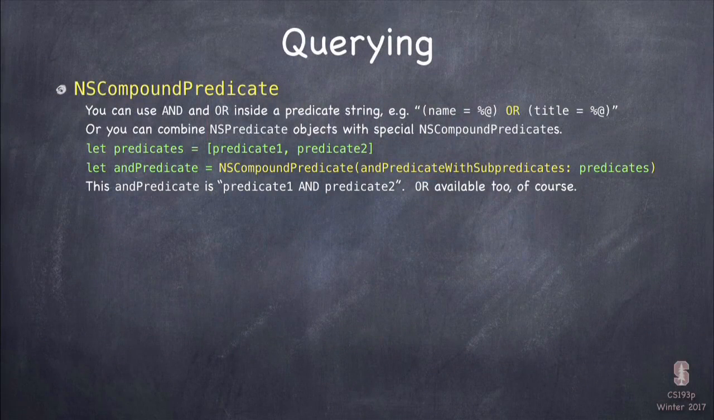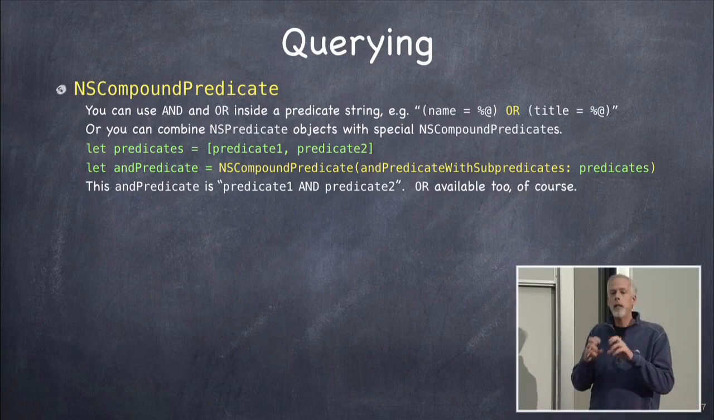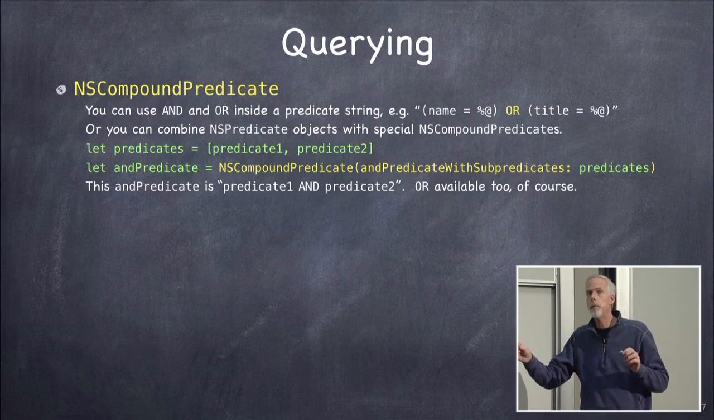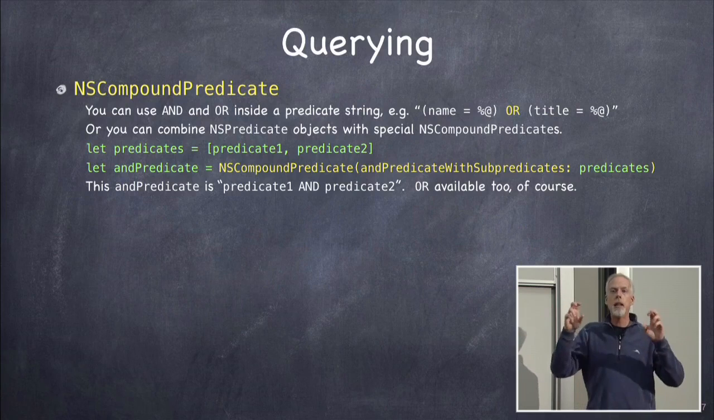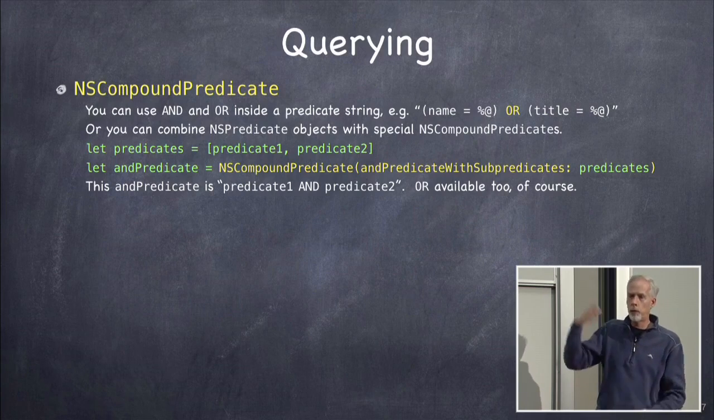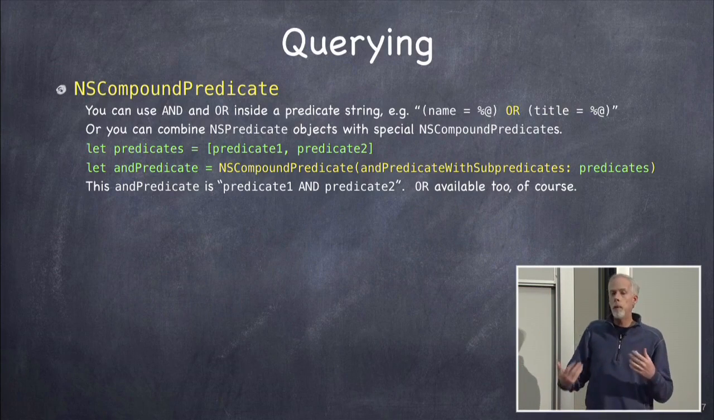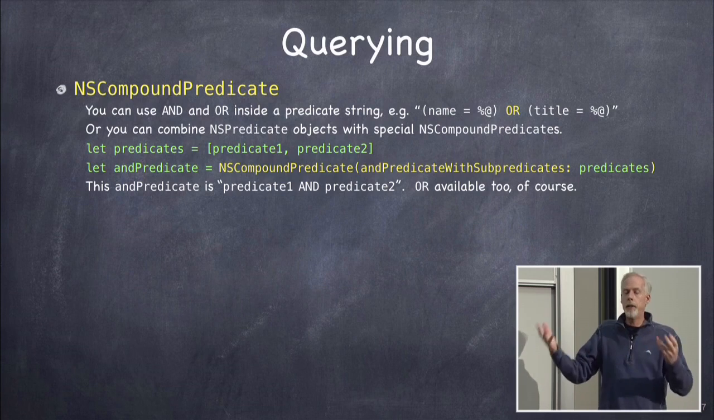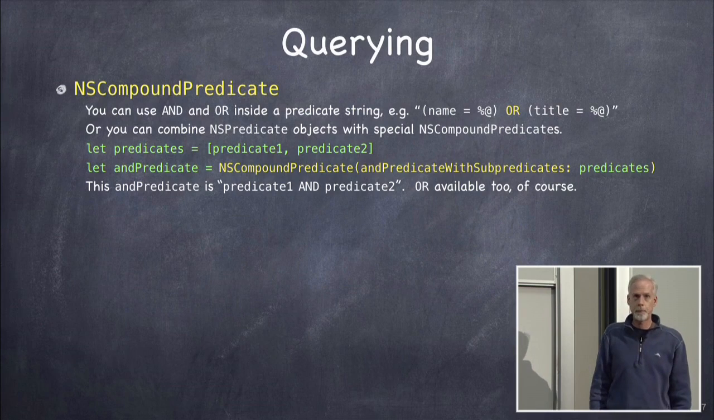Yeah, compound predicate. You can build a compound predicate by like an and predicate or an or predicate. You could put or and in the string, or you could create separate predicates and them together by creating an NSCompoundPredicate andPredicate with subpredicates. You just give it an array of predicates and it ands them together. Why would you ever want to do this versus just putting and or in there? Well, maybe you're computing what the predicates are depending on what the user clicked on or something, and so you want to add these things you computed together.